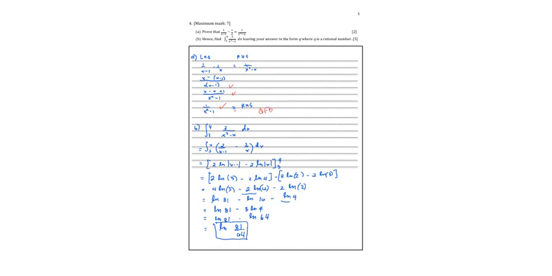Now for letter B, hence means you have to use what you have answered in A to find the integral of the function 2 over x squared minus x from 3 to 4 dx, leaving your answer in the form ln q, where q is a rational number. So I have to get the integral of the function. Hence, 2 over x squared minus x, I can split it like this: 2 over x minus 1 minus 2 over x dx. So that's the meaning of hence.